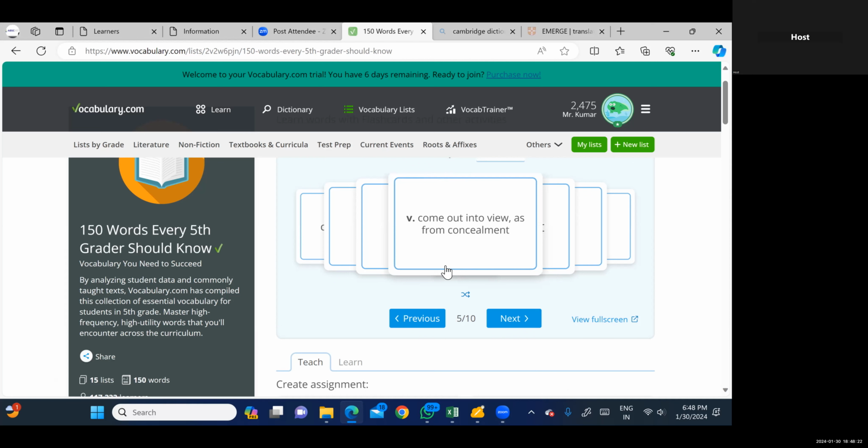Come out into view as from concealment. It means you are somewhere inside, now you are coming out. And concealment means when you are inside something, when someone cannot see you. We have concealed wiring in a house. You don't see the electricity wires in your house because they are concealed. They are inside the walls. So that is the concealed wiring. So come out in view as from concealment. You're coming out from somewhere.